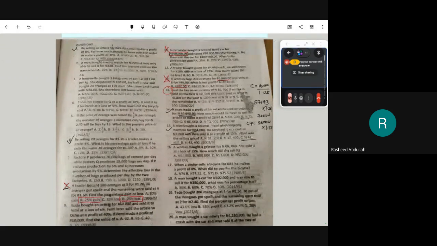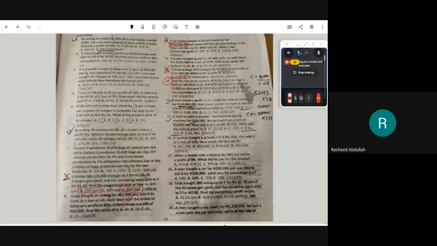Let's do 16. Question 16. A woman bought a grinder for this amount. This is the cost price now. She sold it at a loss of 15%.